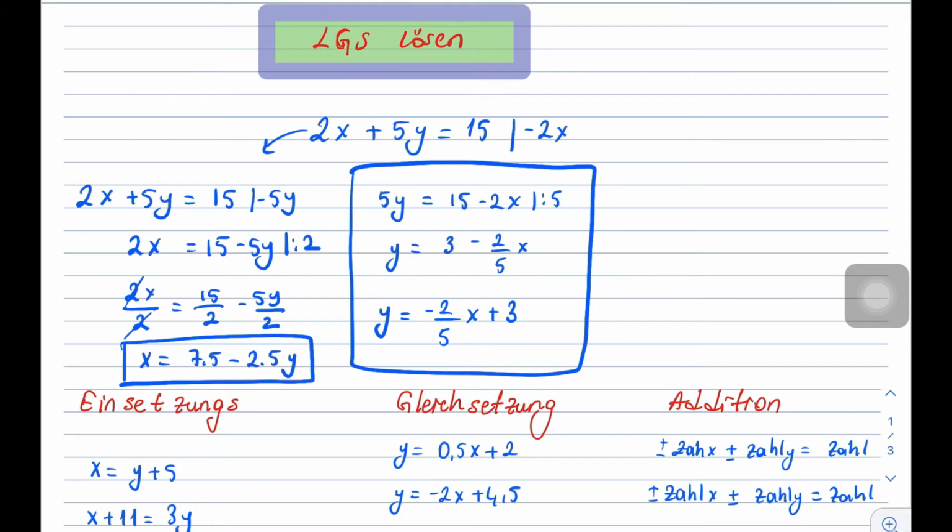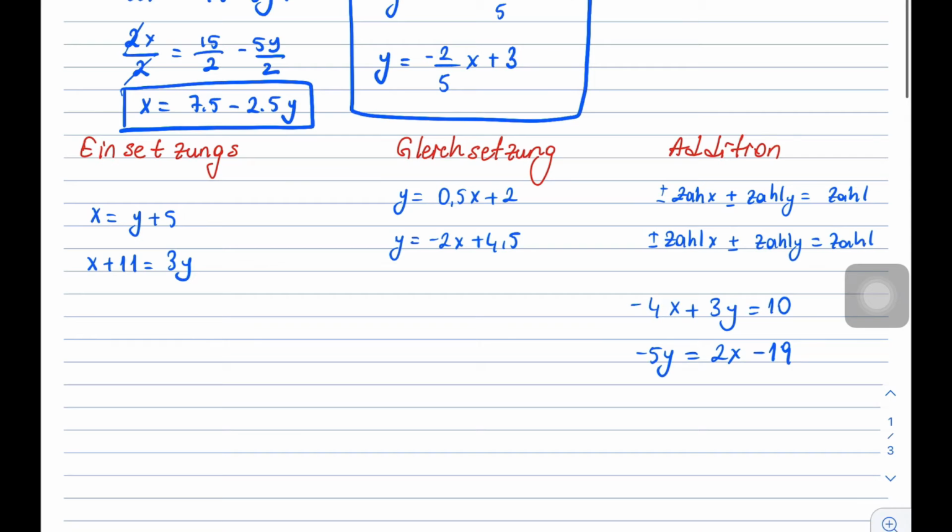It's just a game. Now we have three different Verfahren to solve lineare Gleichungssysteme. What are they? The first one is Einsetzung, Gleichsetzung, Additionsverfahren. Three of these methods. At the end, we want to know what is x and what is y. Okay, the target, the Ziel for all these three is the same thing. Find x and y. And all three are going to work when you solve the lineare Gleichungssysteme.